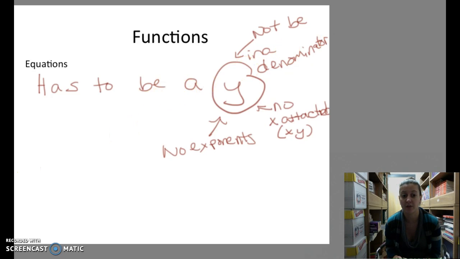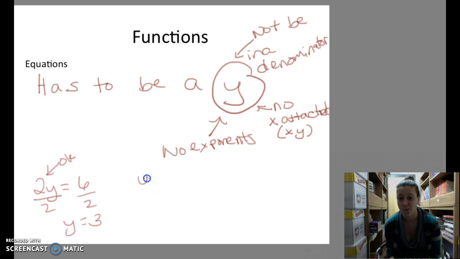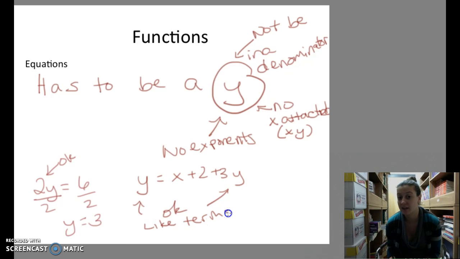So you could have something like this, 2y equals 6, because that's really just y equals 3. So this is okay. Even this over here, if I have y equals x plus 2 plus 3y, well, that's okay because we could just combine those. These are like terms. So this is also okay because they're like terms. But xy is not okay.